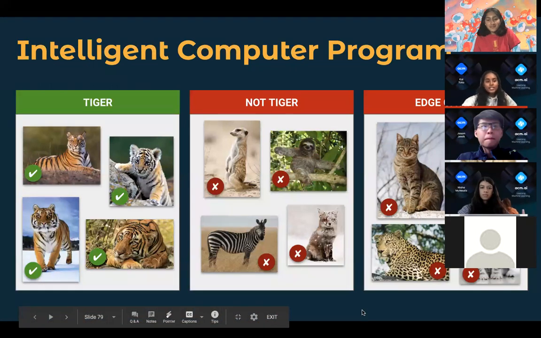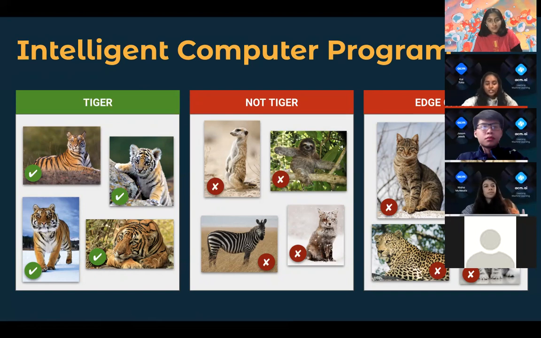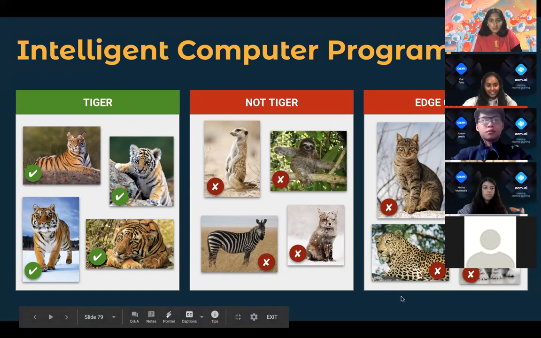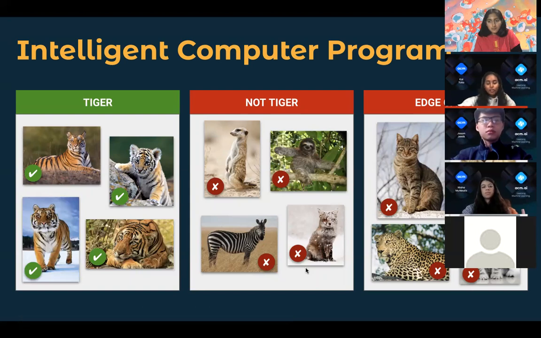So what does an intelligent computer program entail? If we go back to our program, which identified whether the image was of a tiger or not, to make sure it works we would have to give it lots of examples and lots of repetition. We would give it lots of images of tigers, lots of images that are not tigers, and also lots of edge cases, which would be images that look like tigers but are not, like the cat and the lion and the cheetah. By giving all these different varieties of images, the computer program would better be able to differentiate between what is a tiger and what is just a cat.